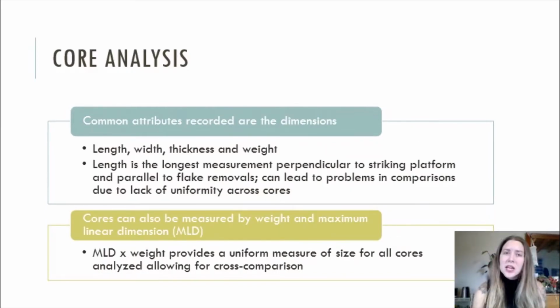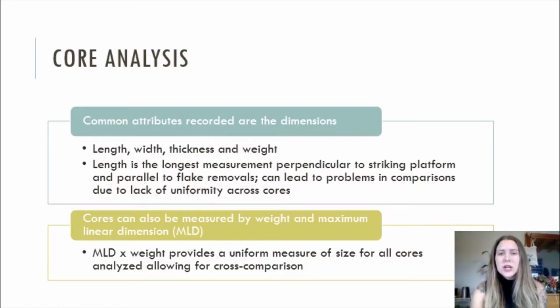When analyzing any artifact, really, one of the key things to record are the dimensions, in the sense of length, width, thickness, and weight. And standard conventions for this are to record the dimensions of measurement in millimeters and grams. In measuring a core, the length is generally going to be the longest measurement perpendicular to the striking platform and parallel to flake removals. So if you have the core here, your length measurement would be the longest point that is perpendicular to the striking platform and parallel to the flake removals.